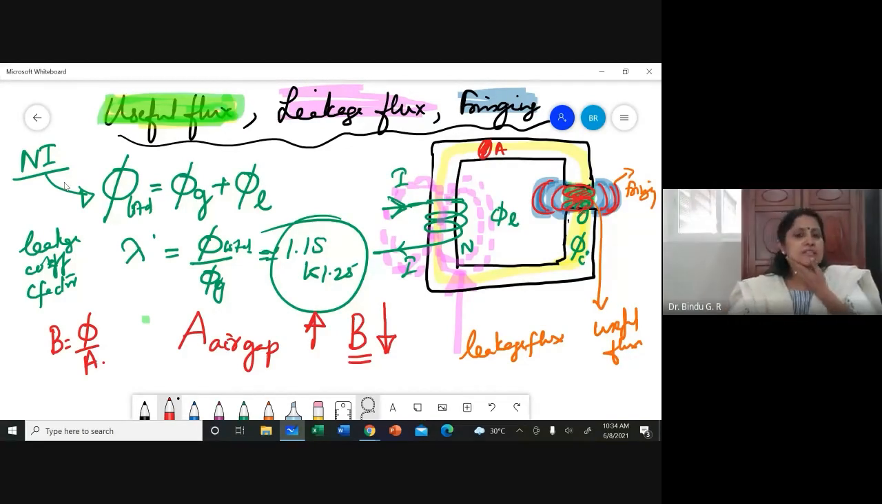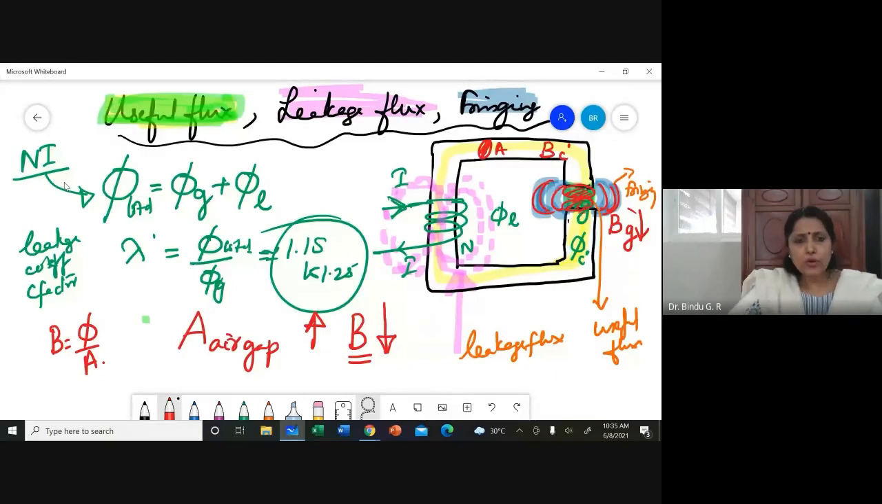So, because of fringing, the flux is the same, okay? Flux is the same. But flux density inside the iron core and flux density in the air gap are different. Air gap flux density will be lesser because the area has gone higher due to fringing. Now, what if flux density goes down? Is there any problem?